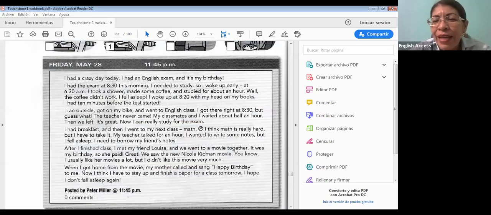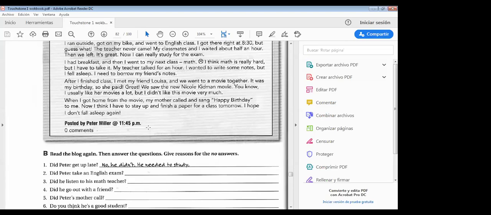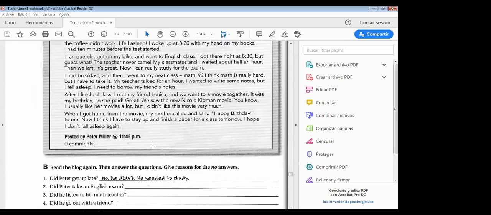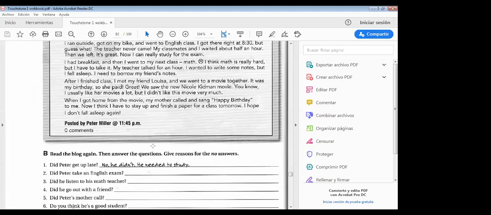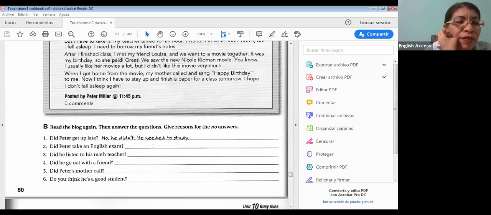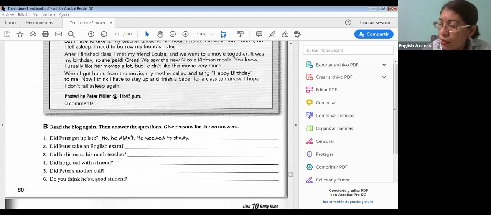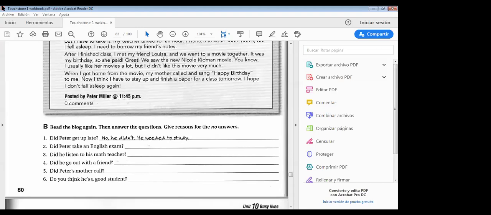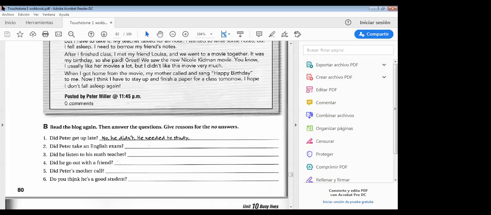So let's see, well, Abigail is here. Abigail, can you read number 3, please, question and answer? Did he listen to his math teacher? Yes, he did. She talked for an hour. Okay, correct. Number 4, Damaris. Did he go out with a friend? Yes, they did. They went to see a movie together. Okay, correct. Number 5, Abby. Did Peter's mother call? Yes, she did. She called and sang happy birthday.